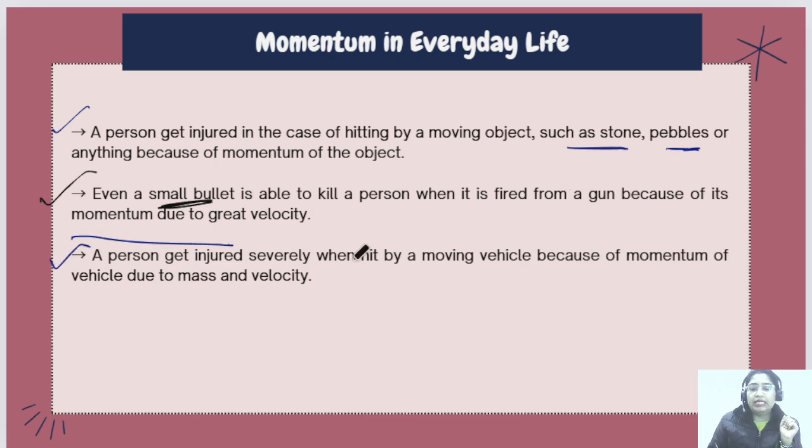A person getting injured severely when hit by a moving vehicle is because of the momentum of the vehicle due to its mass and velocity. Okay, so to understand this very clearly, let's watch this video.